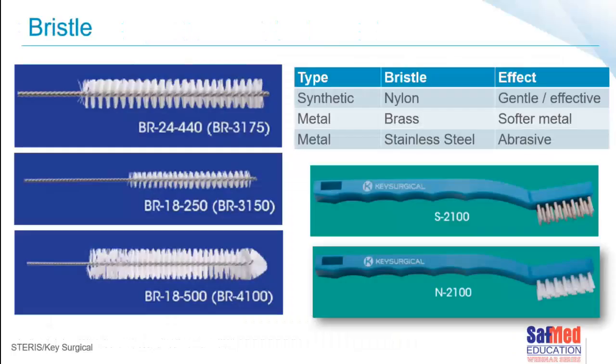The bristles themselves are made of different types of materials. They can be made of synthetic materials like nylon, and nylon is gentler and a very, very effective cleaning bristle. Metals can include brass, which is a lot softer, and then there's stainless steel, which can be very abrasive. Now, we looked at those instructions for use from the orthopedic company, and it clearly said, do not use any stainless steel brushes on our instruments. So very important that you use the right bristle for the right job. Right design, right diameter.